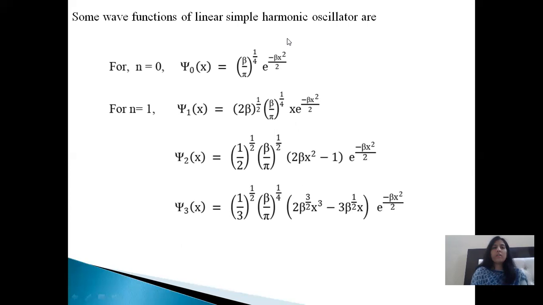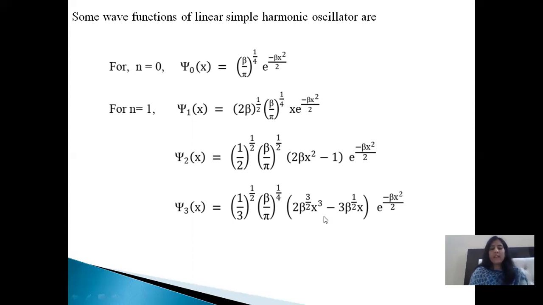This equation comes. For n equal to 1, by putting the value of n equal to 1 in equation 10, we get the value of the wave function as this. Similarly for psi_2 and for psi_3, and so on.